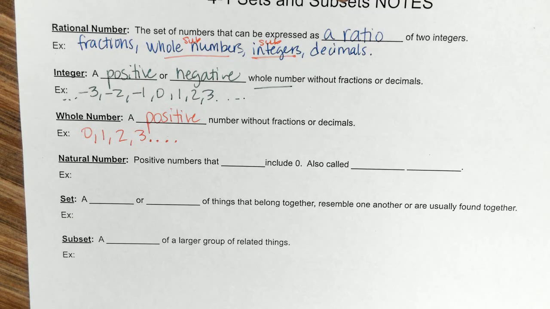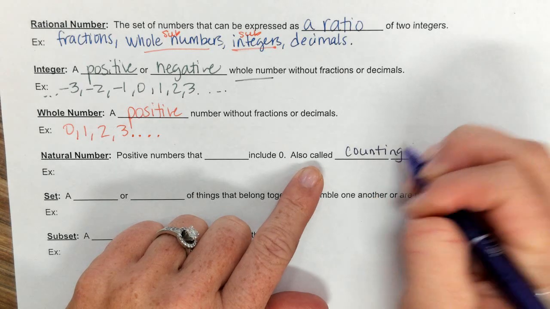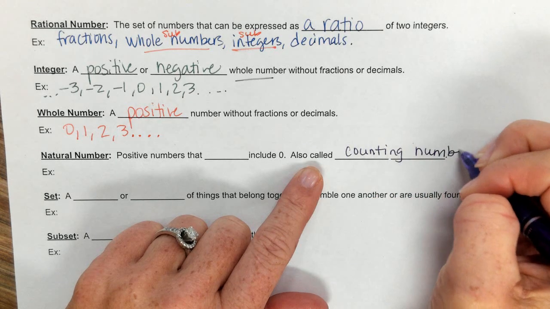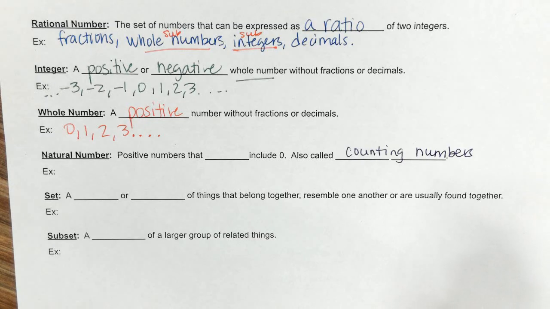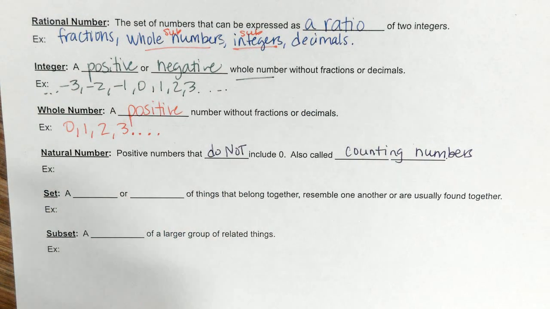A natural number, also called counting numbers. Write that down. Also called counting numbers. Oh, we have that right here. A natural number is your positive numbers that do not include 0. So they're basically your whole numbers minus 0. Yes?